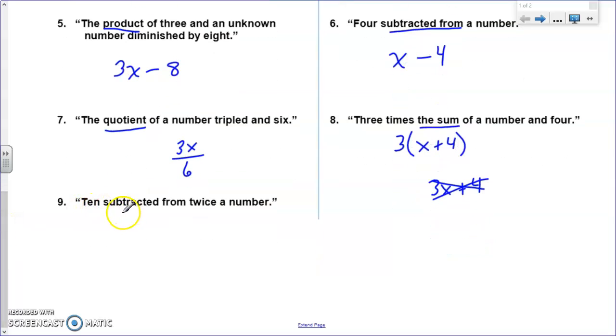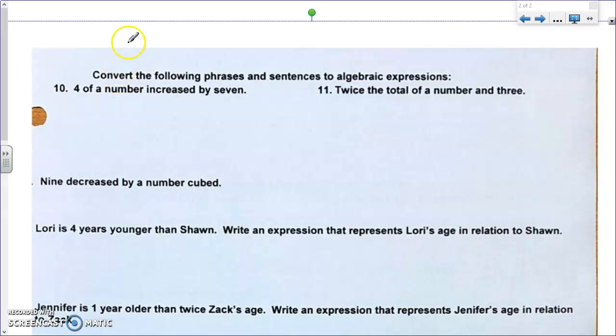All right, 10 subtracted from. So that's going to be minus 10, twice a number, 2x. Okay, so here we're going to get just a little bit more detailed. So we're going to have a couple more like this and a little bit more detailed. Convert the following phrases into sentence algebraic expression. 4 of a number. The word of means multiplication. So that's going to be 4x increased by 7.